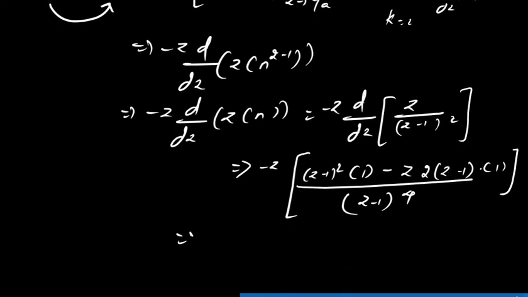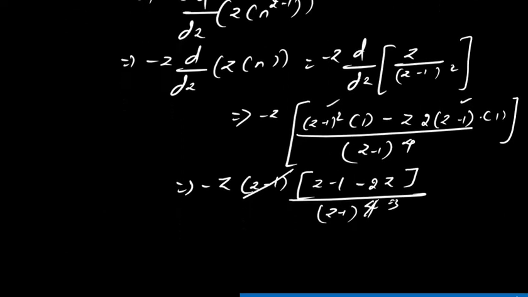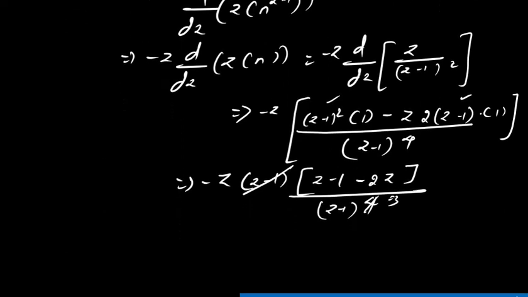So on proper simplifications, it's minus z. You can see z minus 1 is common. So I am taking z minus 1 out. So one power is out. So it is z minus 1. This is already out. So we are left with minus 2z divided by z minus 1 power 4. One of numerator, one of denominator. We are left with just 3 in the denominator. So right now we have just calculated z transform of n square.